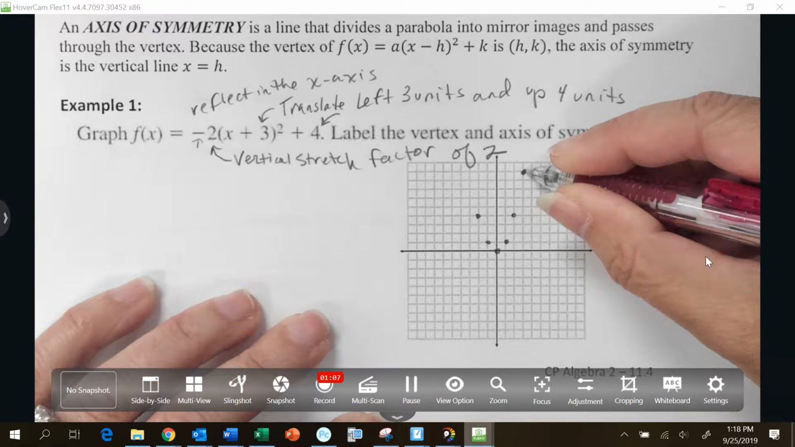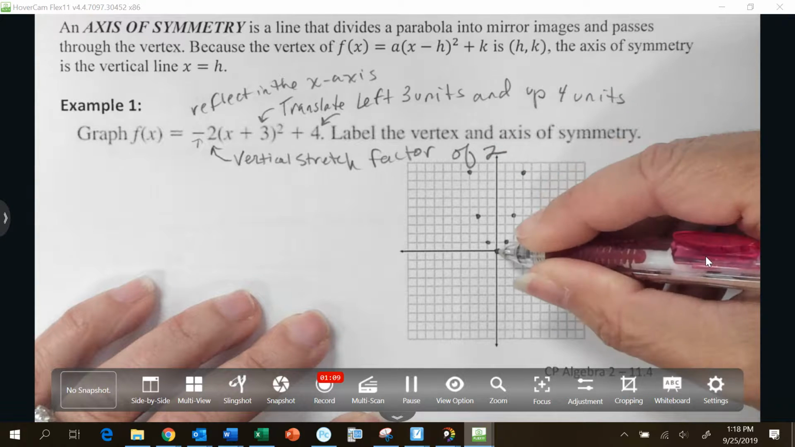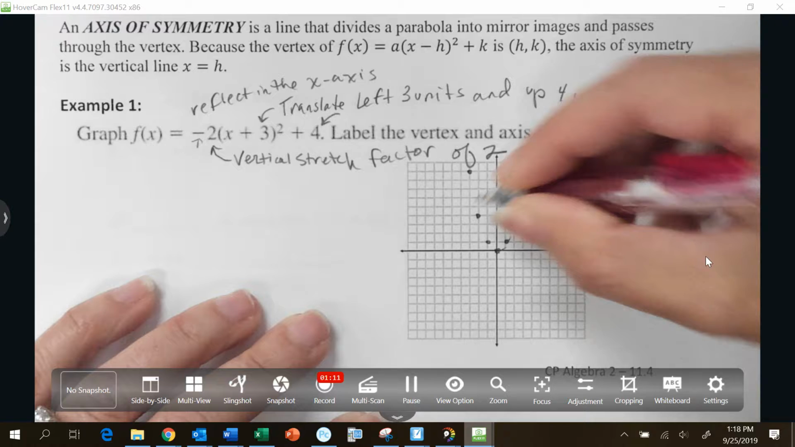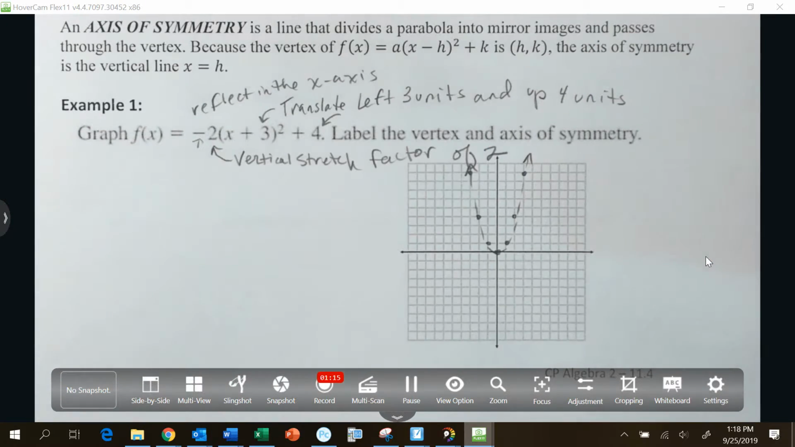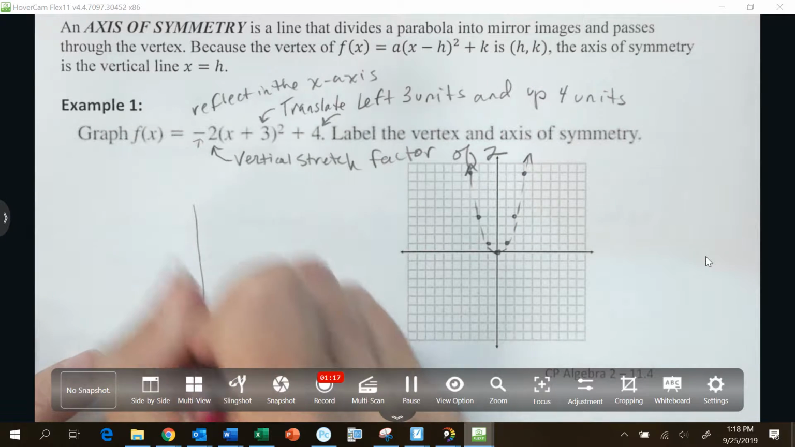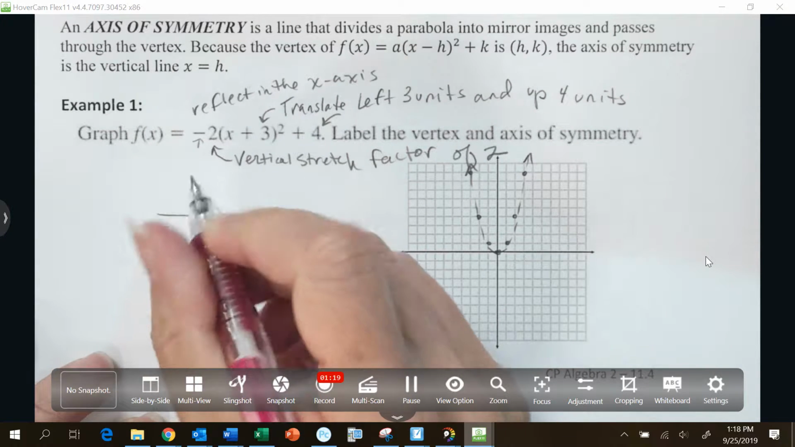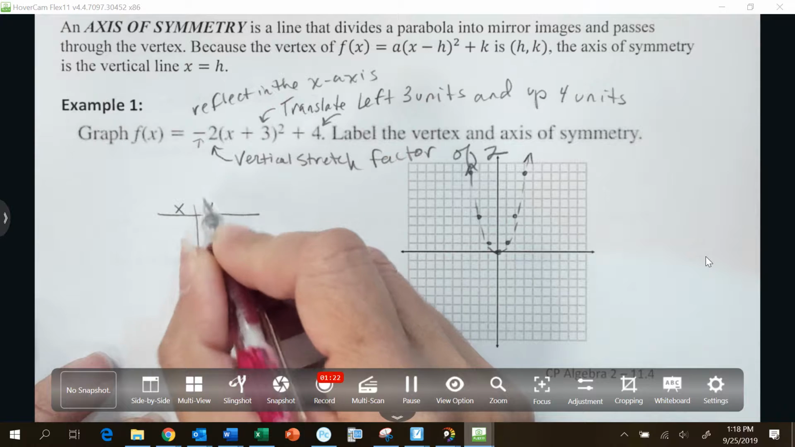Because if it's vertex form, that is the transformation form. That's the form where we can find all of our transformations and easily move everything around. So we're going to multiply the 2 on the y? Y. That is correct.